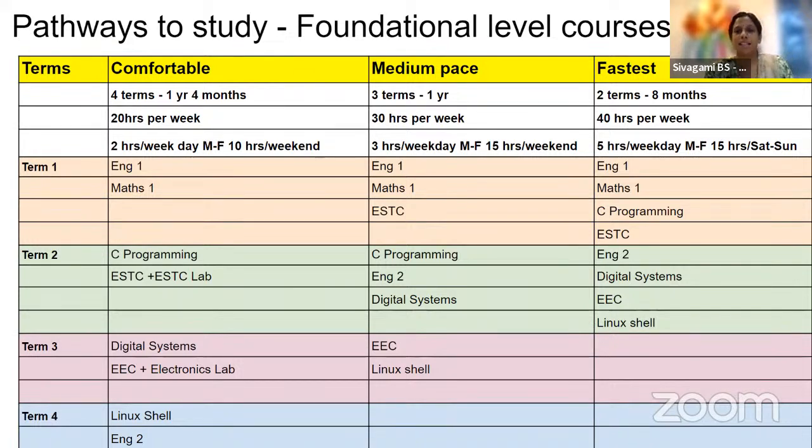And the fastest is the maximum, where you can take 4 subjects in each term, which is the maximum that we allow. In that case, you will be finishing it in 8 months itself. Okay. So these are the 3 pathways suggested. Students, please note, you can choose whichever path you are comfortable with.